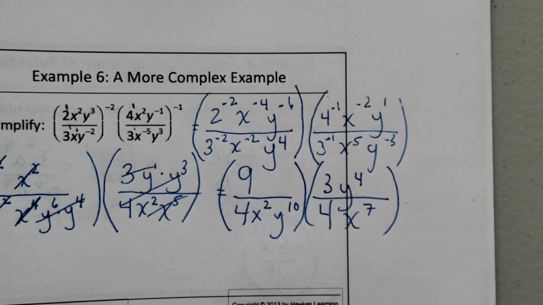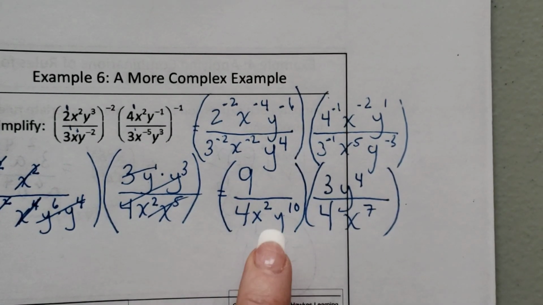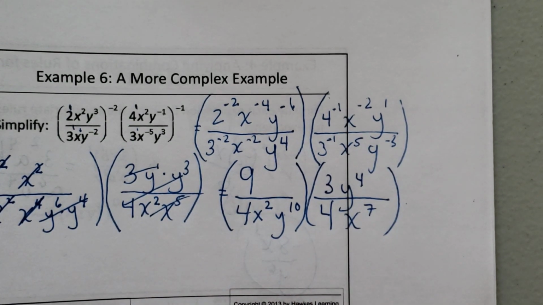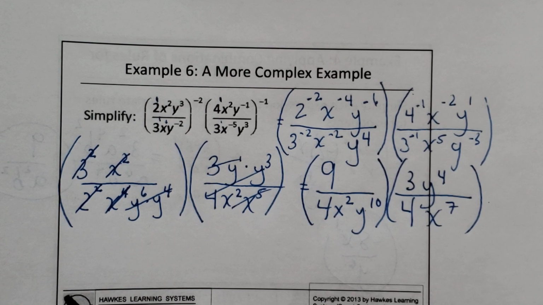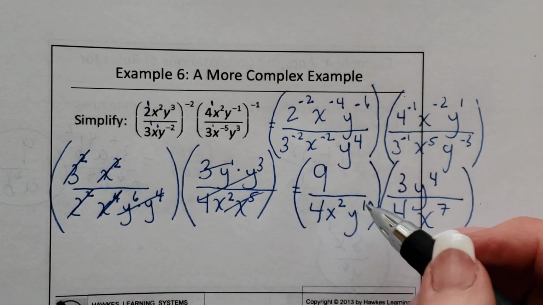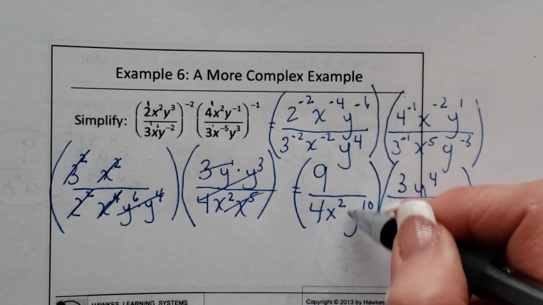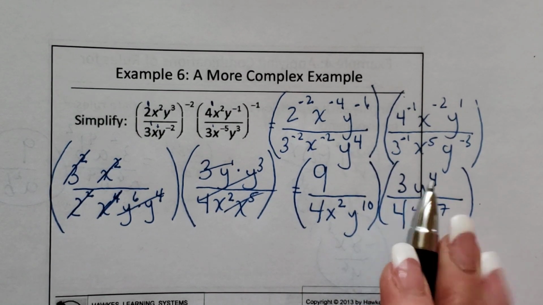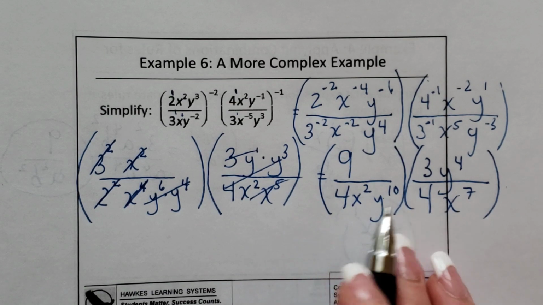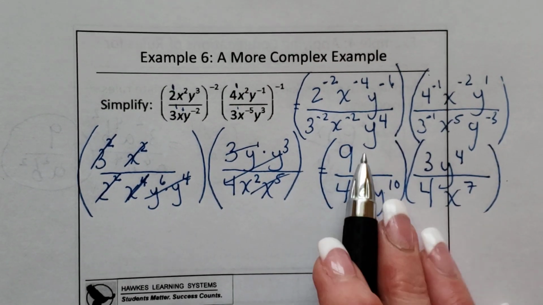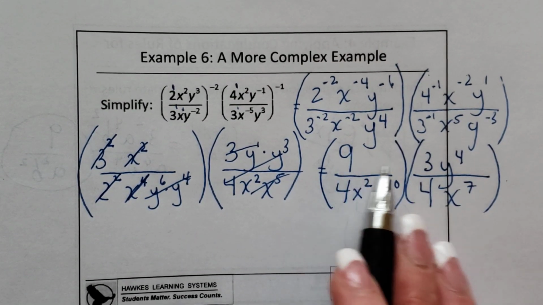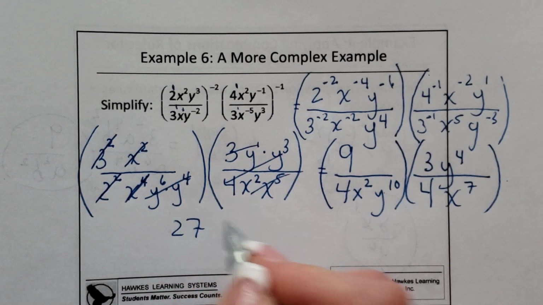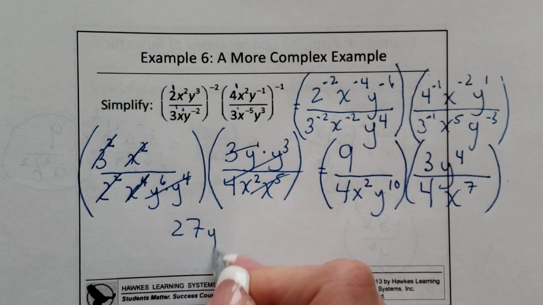Now, the last thing we do is multiply this big fraction times this big fraction. So we're going to multiply straight across. Remember, you can simplify up and down, but also diagonally. Anyway, let's just go ahead and multiply straight across exactly like we see things. These are coefficients, so I multiply those together. 9 times 3 is 27. And what else do we have on the top? Y to the 4th.